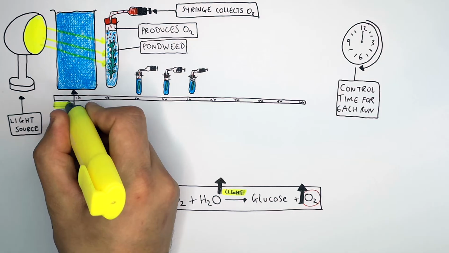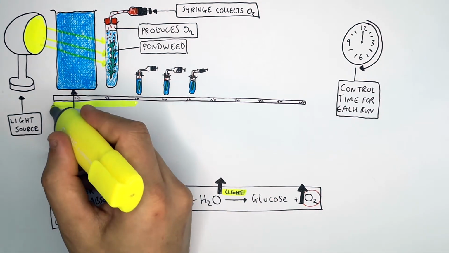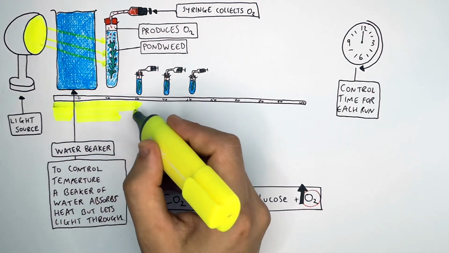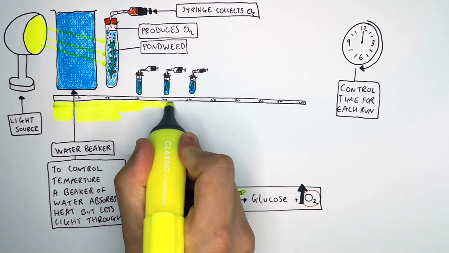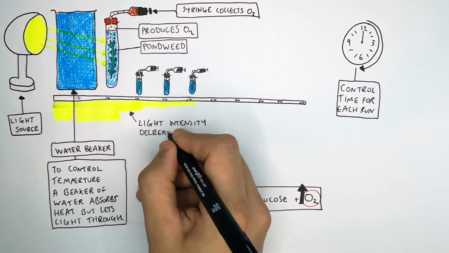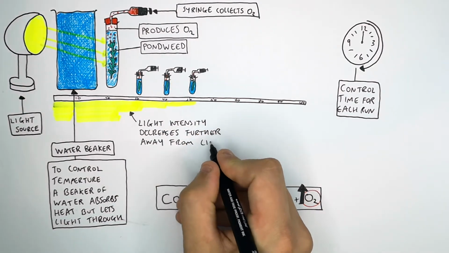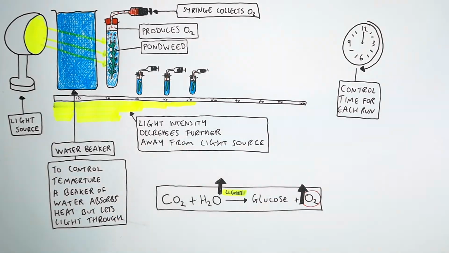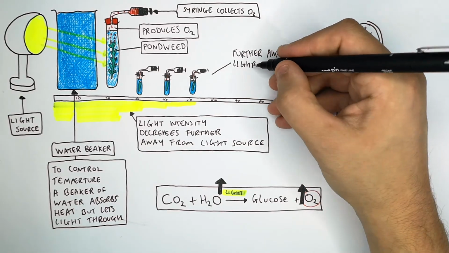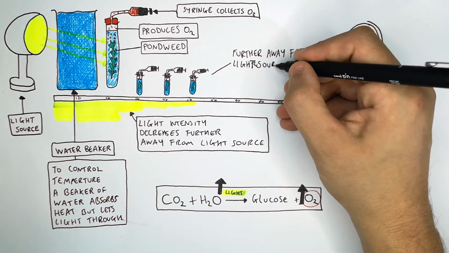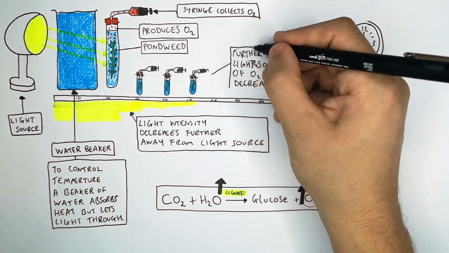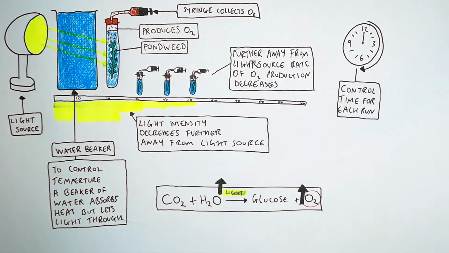The pondweed closest to the light source is going to receive the highest light intensity, and as you go further away from the light source, the light intensity will decrease as shown here. So the light intensity decreases the further away the plant is from the light source. So what we expect to see is the further away the pondweed is from the light source, the volume of oxygen produced should decrease.